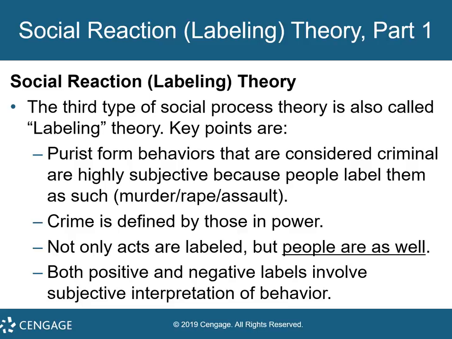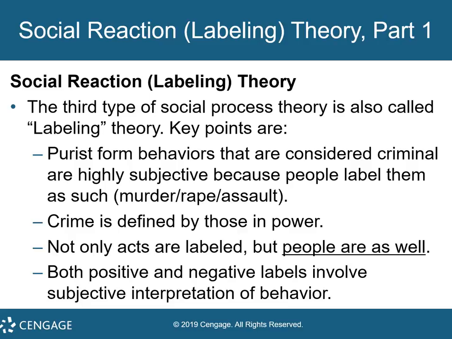The next one, not only acts are labeled, but people are too, meaning that labels define not just an act, but also the actor. And valued labels like smart and honest and hardworking suggest overall competence. And different labels might be a little bit more stigmatized. So if you were to look at labels like, let's say, troublemaker, mentally ill, stupid, those are ones that stigmatize the individual and have that self-image on there. And then the last one here, both positive and negative labels involve subjective interpretation of behavior. A troublemaker is merely someone who people label as troublesome.